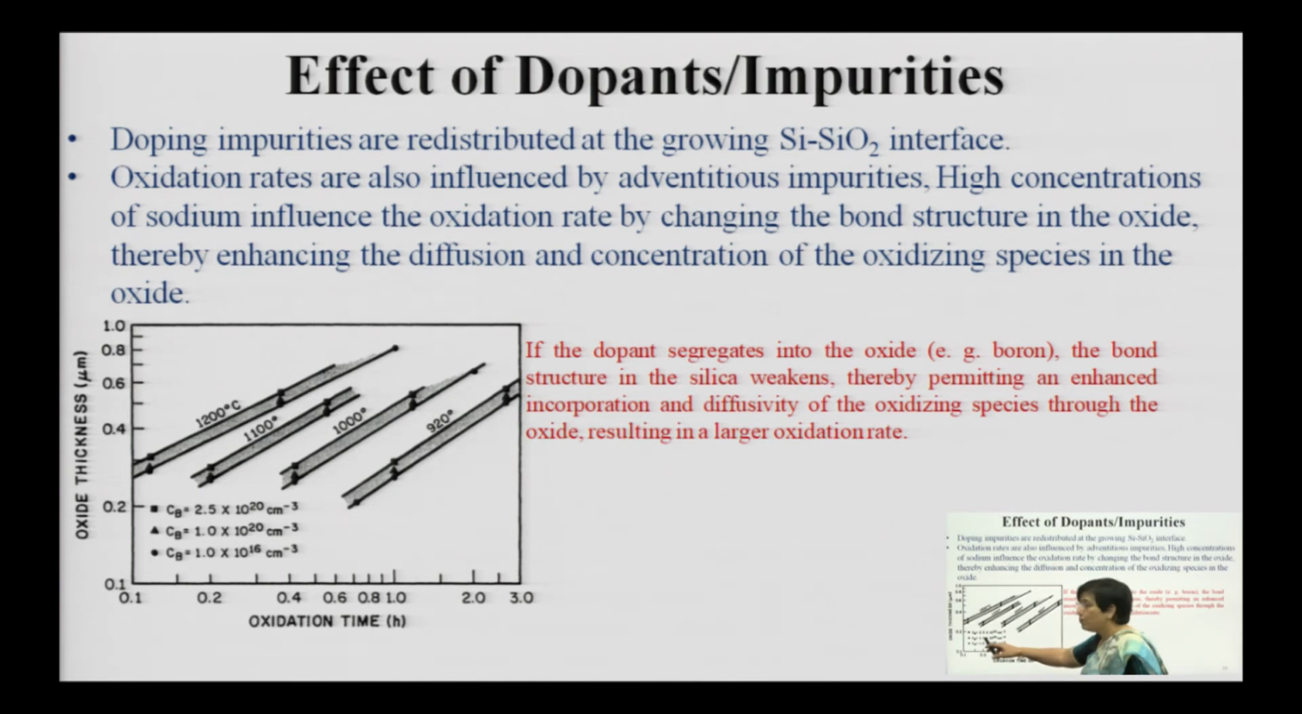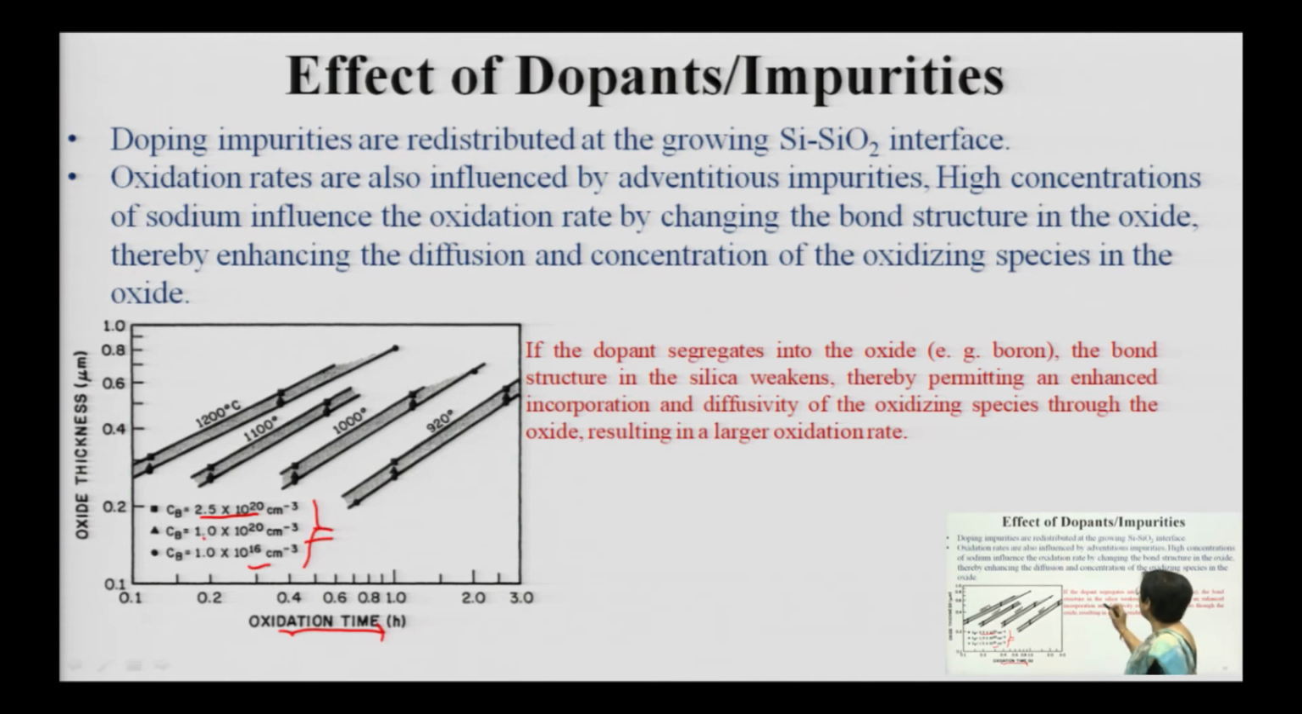The same thing is shown over here. This is the boron which is being studied practically. You have concentrations of 2.5 into 10 raised to the power 20, and 1 into 10 raised to the power 20 in the first two cases, and here it is slightly less. You will see a drastic change as the temperature is increased. This is the oxidation time and this is the thickness, and the thickness is drastically changing.